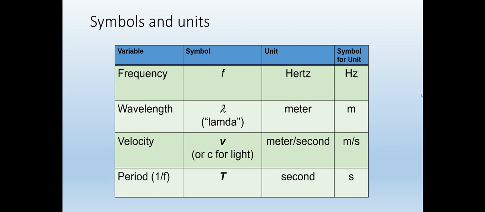Velocity is still v. Now, when we talk about light, when we talk about the speed of light, a lot of times you will see it written as c. But it's still going to be in meters per second, no matter what we do. And then the period of a wave is the time that it takes for one wave to travel by you. And that is the inverse of the frequency. And it's measured in seconds. And we have a symbol with capital T.